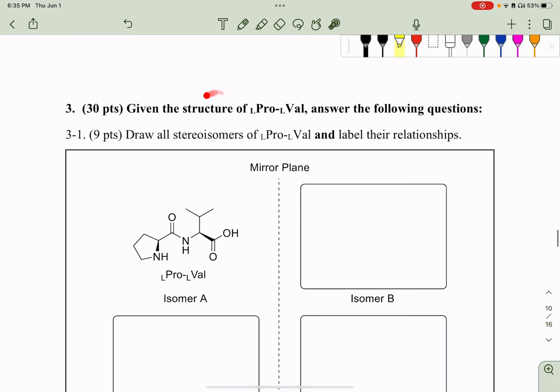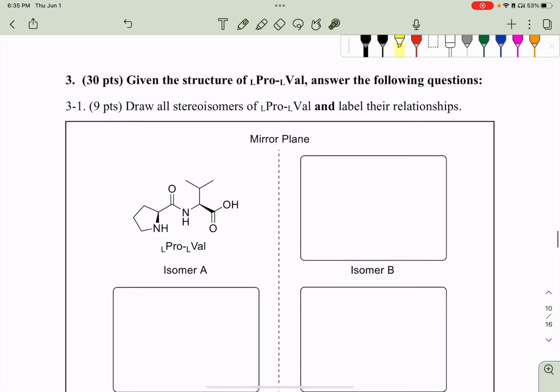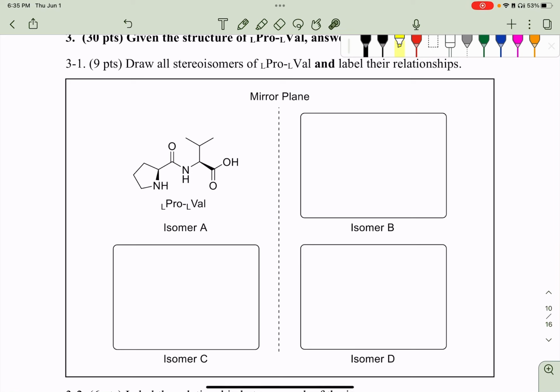Now this one, given the structure of this dipeptide, L-proline, L-valine, answer the following questions. Draw all stereoisomers of this molecule. For this one, you have 2 different ways to draw it. Either you can draw it via the mirror plane, or you can just draw it by changing the stereocenter. So I'm just doing it one way. Both of them are correct, by the way.